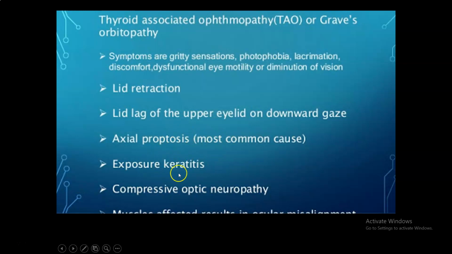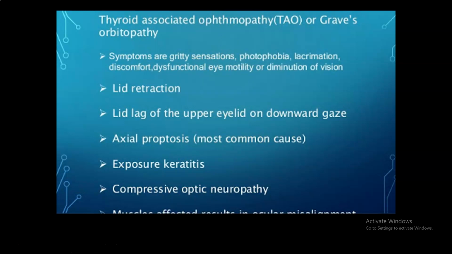and in severe cases you can get exposure keratitis. You can compress the optic nerve, you get optic neuropathy, and severe affection of the muscles, as we said. And the treatment is with steroids, and if it fails, you remove the walls of the orbits to give more space for the muscle to accommodate.